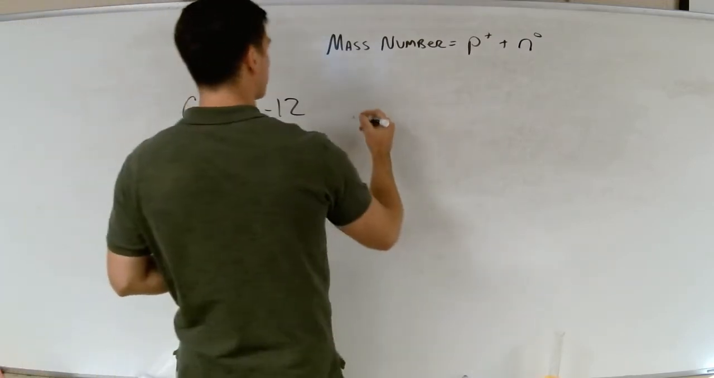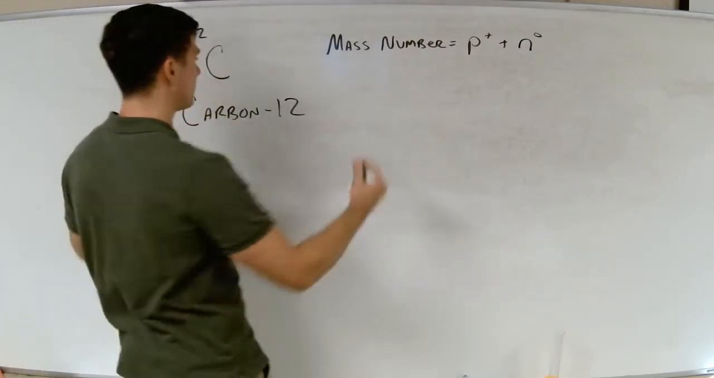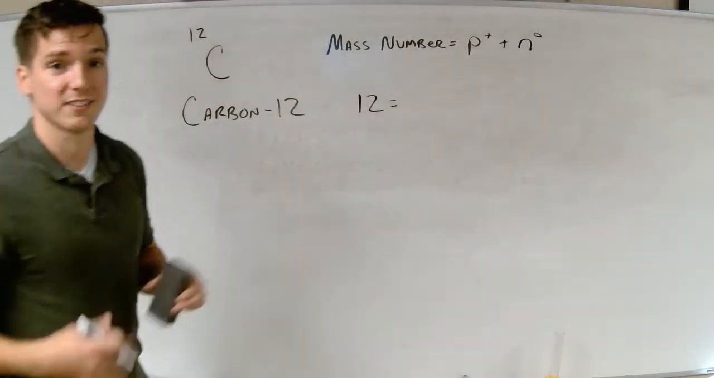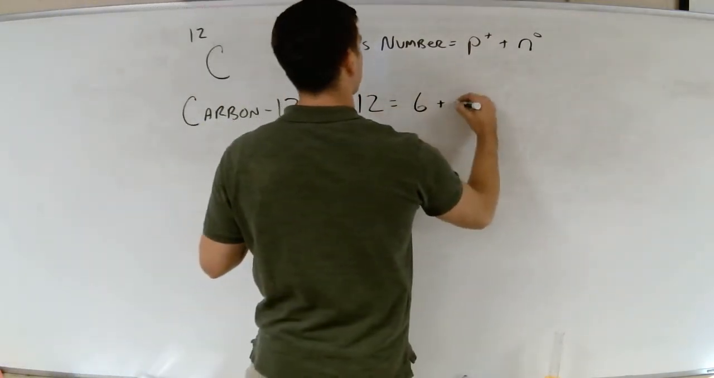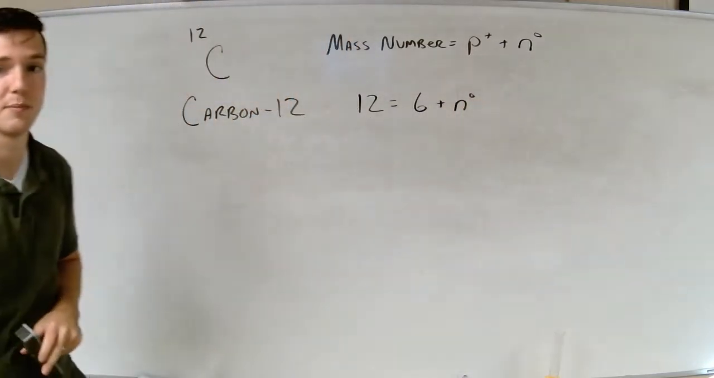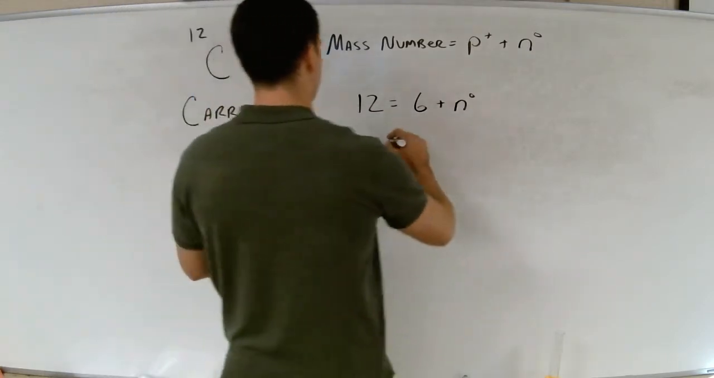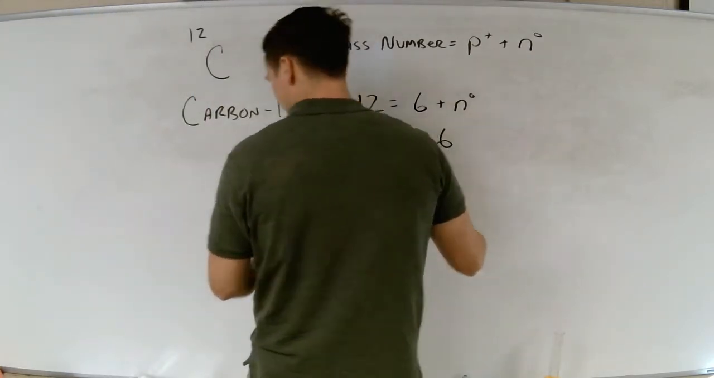So carbon, right, its mass number is 12. I go to the periodic table, I see that carbon has 6 protons. So what must that neutron be in order to complete this formula and make it true? Well, the neutrons must equal 6.